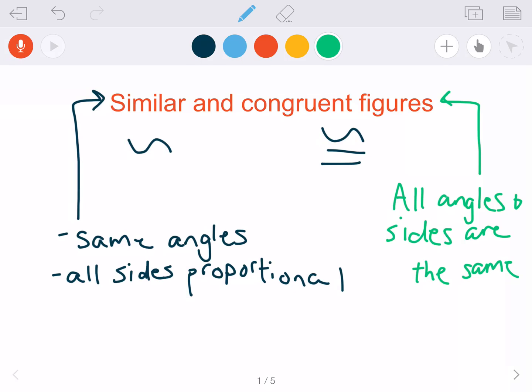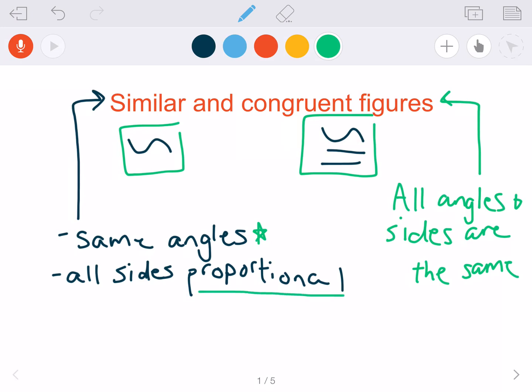This lesson we are going to be talking about similar and congruent figures. So how you signify between the two, just symbol wise, would be these two symbols here. Just one little squiggly line means they're similar figures, and a squiggly line with an equal sign underneath is congruent figures.